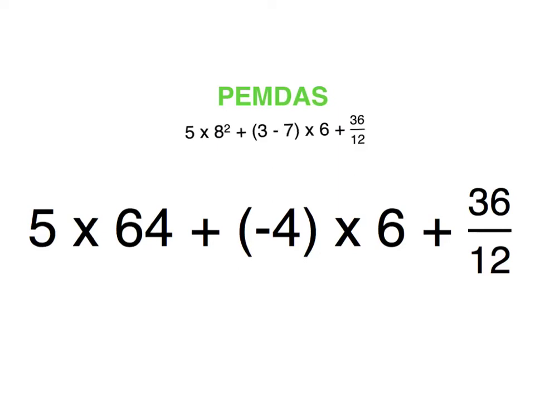The first multiplication that you come to in this problem is 5 times 64. We'll solve this problem by setting it up in vertical form. 5 times 4 is 20. We write the 0 and carry the 2. 5 times 6 is 30. Add the 2 and we get 32. So 64 times 5 is equal to 320.